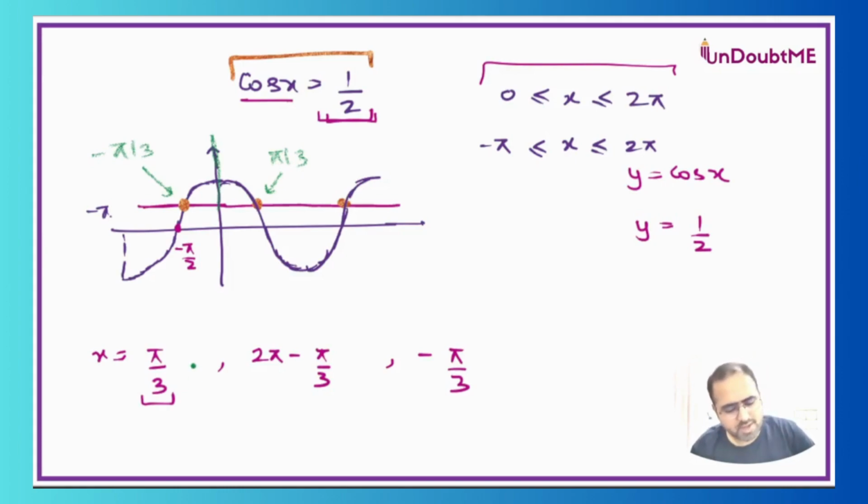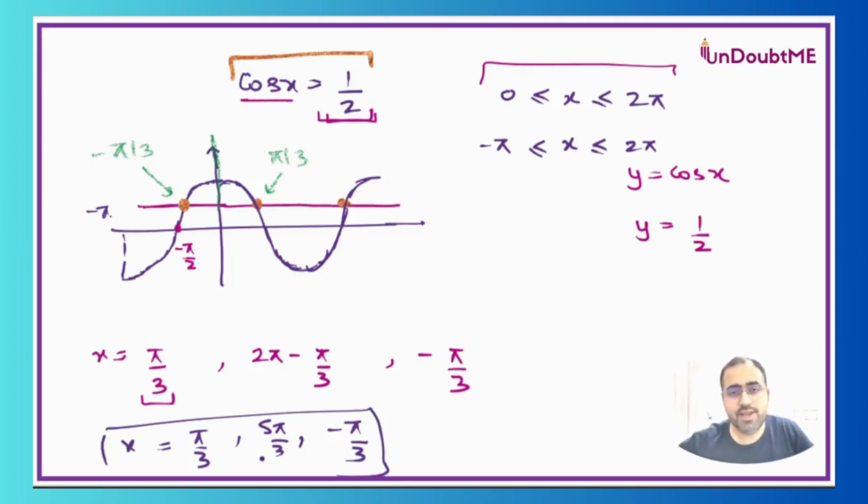So my answers will be pi by 3. 2 pi minus pi by 3, if I solve, it will be 5 pi by 3. And the other one is negative pi by 3. So this is how we can solve for these type of questions for whatever range they ask for.